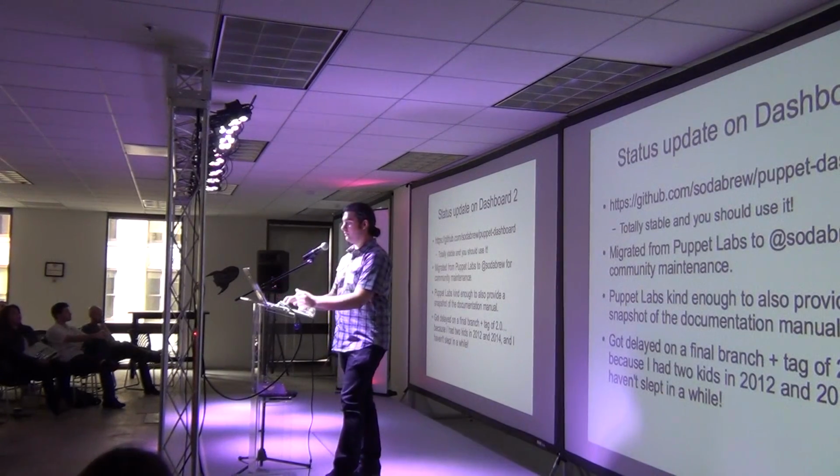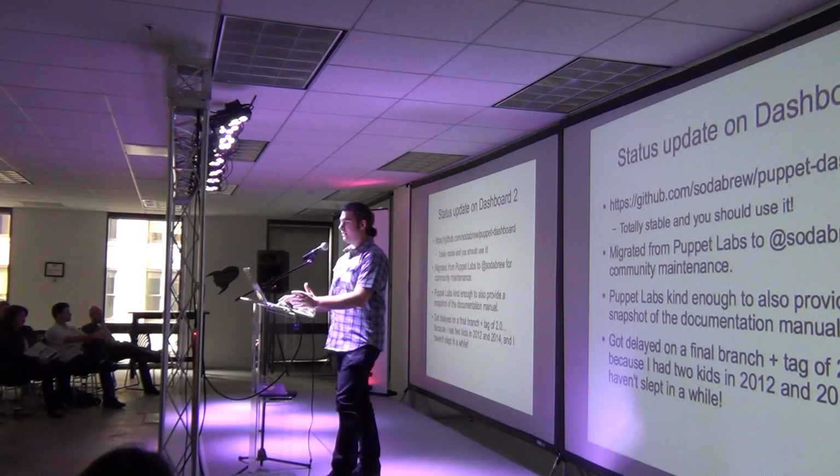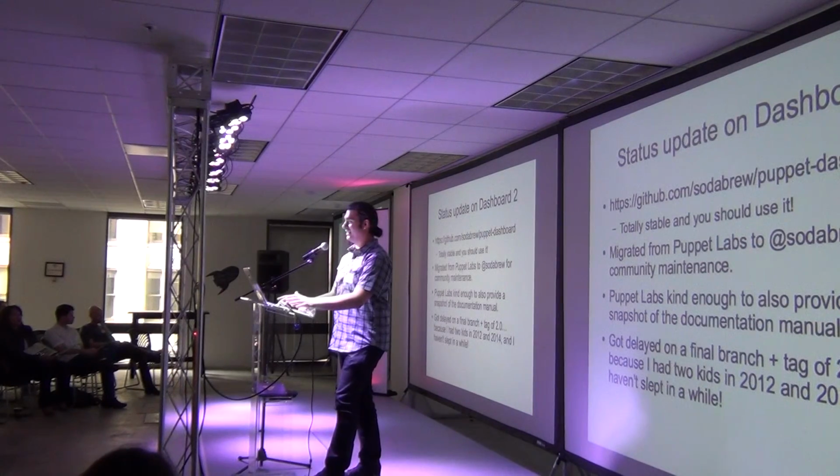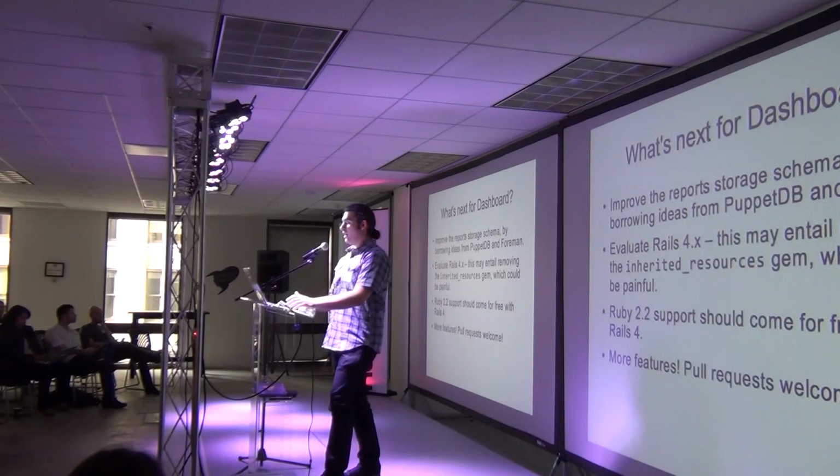What's next? All right, so far, where have we been? It's migrated out of Puppet Labs over to my GitHub account, and it's in great shape. The final branch and tag of 2.0, sorry, I haven't slept in a while, but I'm going to take care of that pretty soon. And a lot of neat things in line for 2.1, as I'm getting some feature requests and some code submitted, and have a coworker who's super stoked on working on the project as well.